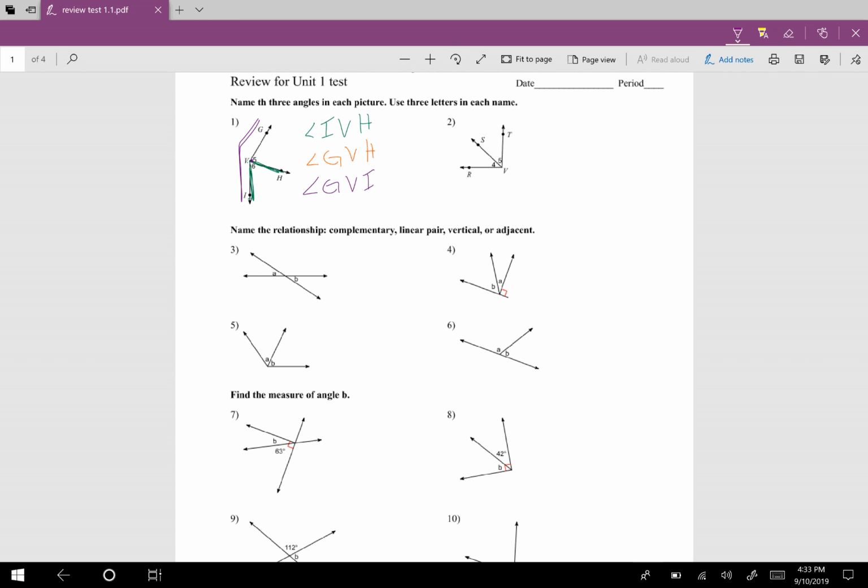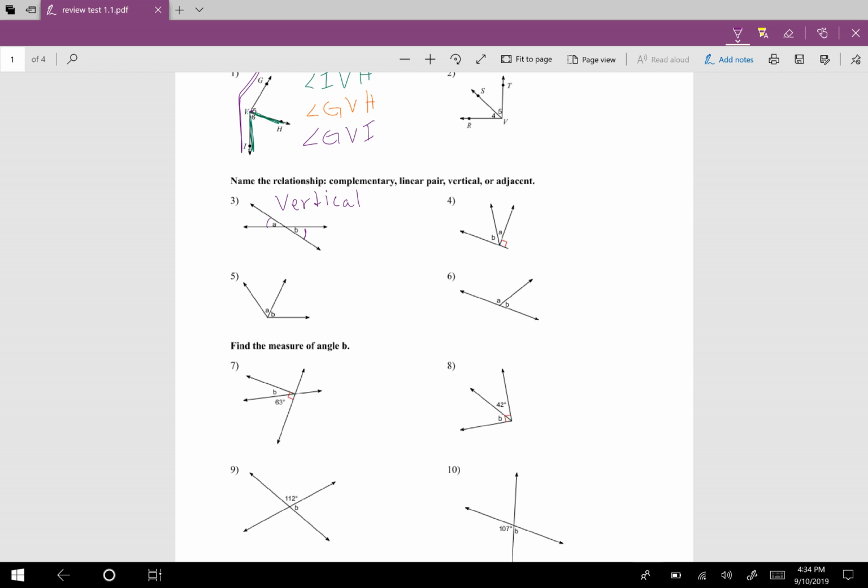Okay, the next set here, it's name the relationship, either complementary, a linear pair, vertical, or adjacent. So number 3 here, they're the angles that are across from each other. So those are vertical angles. And remember, vertical angles, they're equal to each other. So that's a big thing. So vertical. Number 5, these 2, these are just adjacent because they're not making a straight line along the bottom, and there's no box, so they're not complementary. So they're just 2 angles next to each other, which is adjacent.